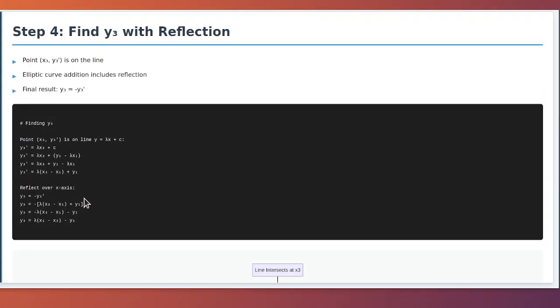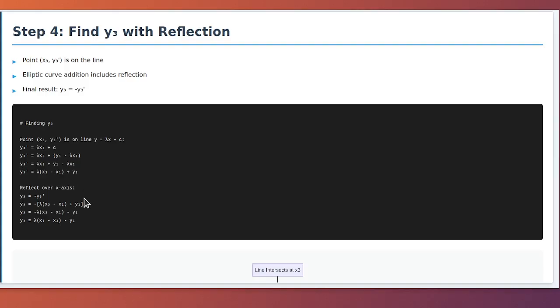Finding y sub 3 by reflection. We've found x sub 3, the x-coordinate of the third intersection point. Now we need y sub 3, the y-coordinate. At this point, we need to think carefully about what we're actually computing. The third intersection point where the line meets the curve has coordinates x sub 3, y sub 3 prime, where y sub 3 prime is on the line.